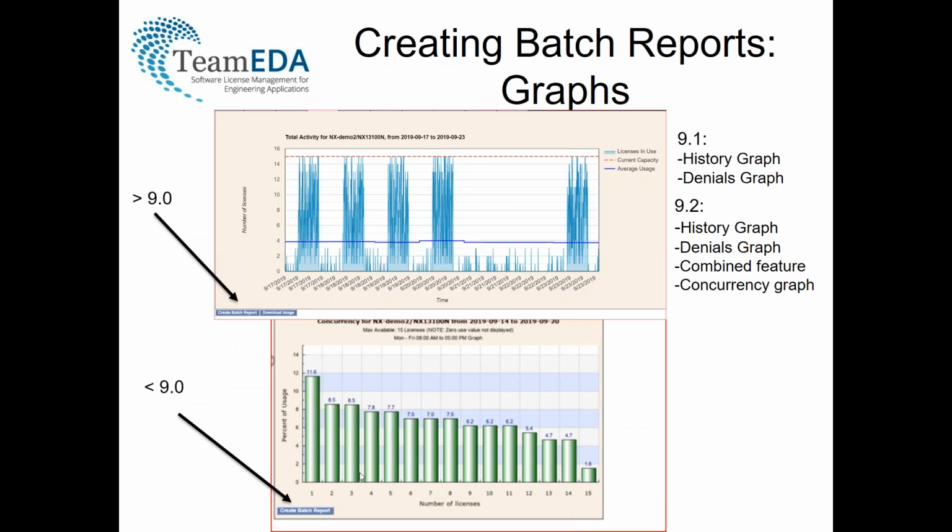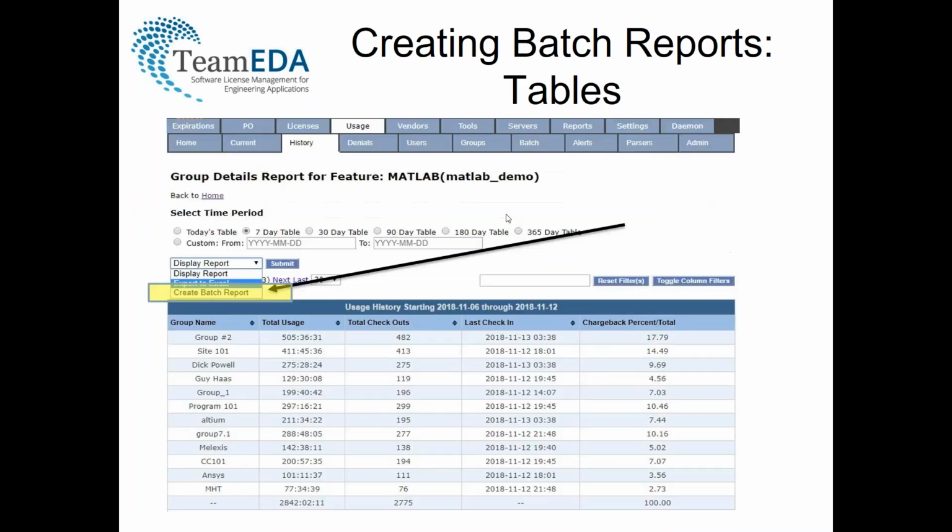And I'm explaining this because creating batch reports for graphs is different than tables. So creating table batch reports is really, I think, easier. In LAMUM, all table reports have this little drop down next to the submit button. You've got display report, export to Excel, or create batch report. Whatever report you've got, this happens to be a group detail report from MATLAB on this server.